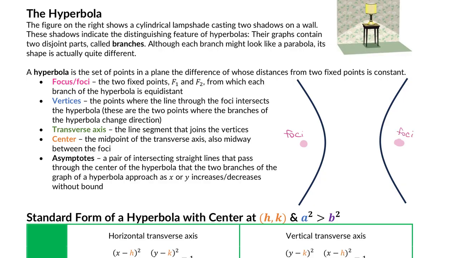The vertices are the points where the line that goes through the foci intersects with the hyperbola. This feels like the turning point of the hyperbola. That is the vertices.